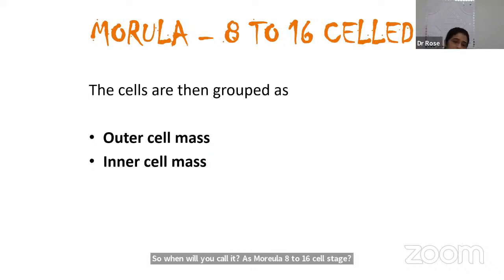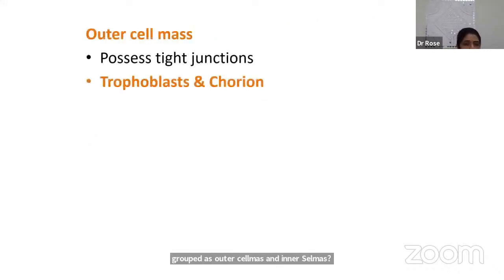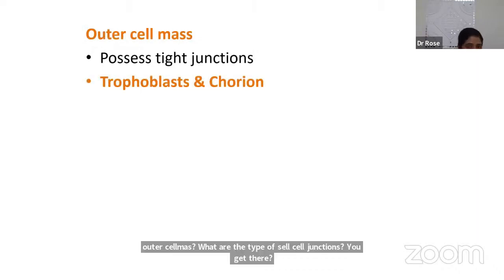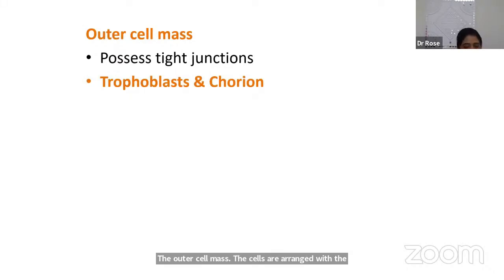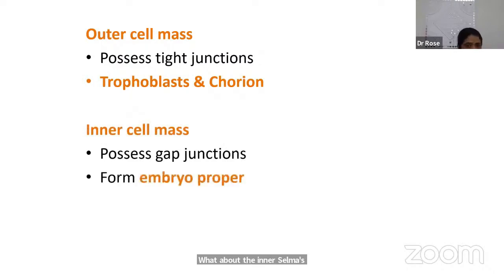And the cells are grouped as outer cell mass and inner cell mass. In the outer cell mass, what type of cell junctions do you get there? The cells are arranged with the help of tight junctions, and they give rise to the trophoblast and chorion. What about the inner cell mass? In the inner cell mass, you have gap junctions, and it is the inner cell mass which gives rise to the embryo proper.